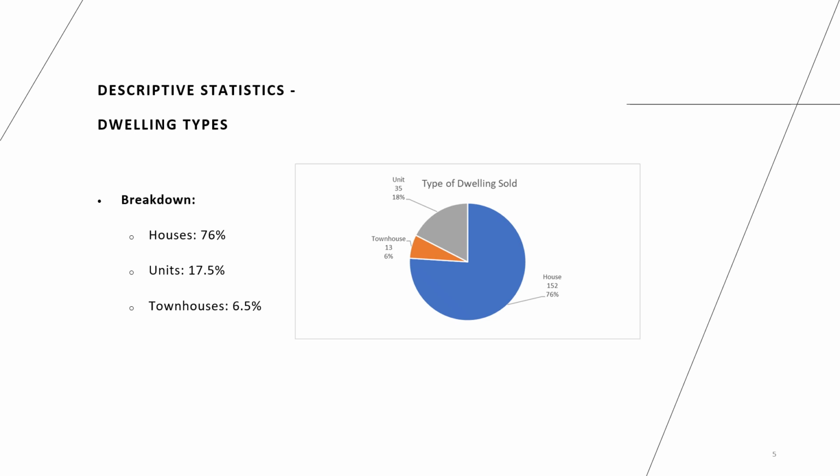This slide provides the distribution of dwelling types. As we can see from the slide, houses make up 76% of the transactions, units accounted for 17.5%, and townhouses represented 6.5%. This indicates that the market is heavily skewed towards houses, and this is an important insight when assessing buyer preferences.